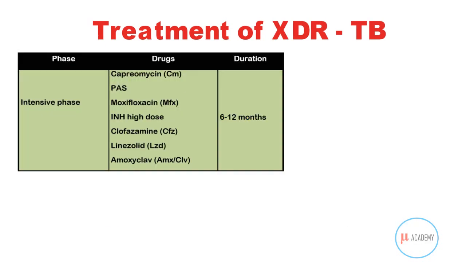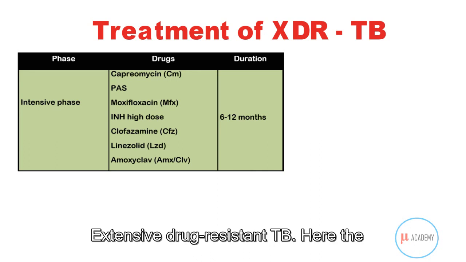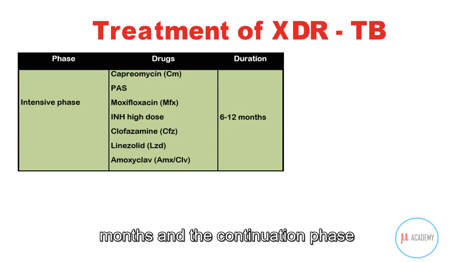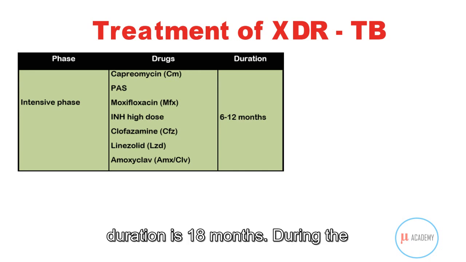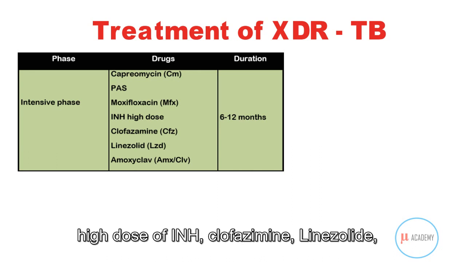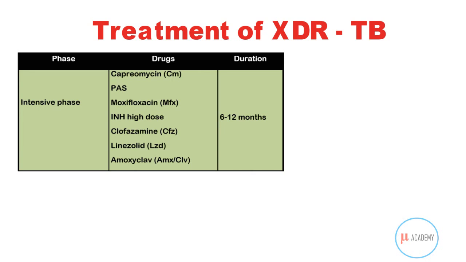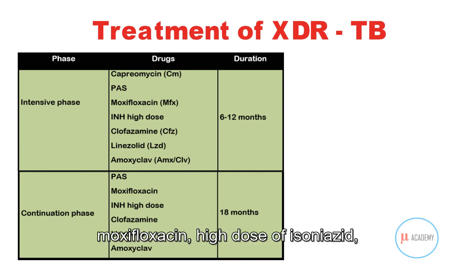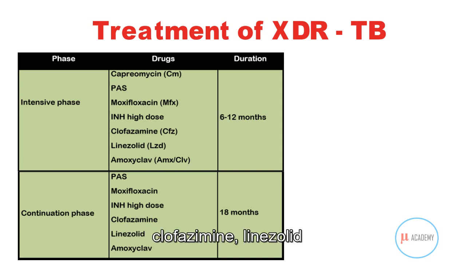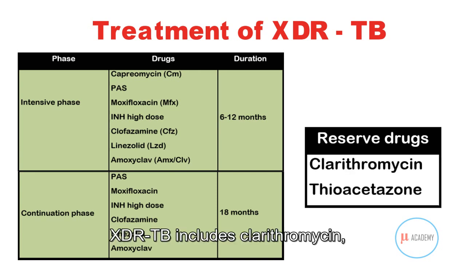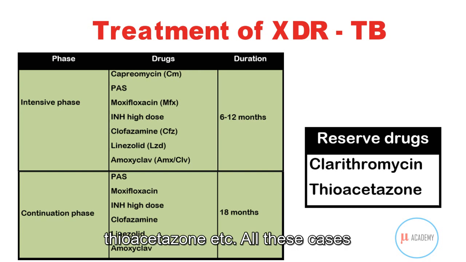Now let's look at the treatment regimen for XDR-TB or extensively drug resistant TB. Here the duration of intensive phase is 6 to 12 months and the continuation phase duration is 18 months. During the intensive phase, the drugs given include capreomycin, PAS, moxifloxacin, high dose of isoniazid, clofazimine, linezolid, amoxiclav or amoxicillin plus clavulanic acid. The drugs given during the continuation phase include PAS, moxifloxacin, high dose of isoniazid, clofazimine, linezolid and amoxiclav. The reserved drugs for XDR-TB include clarithromycin, thioacetazone, etc.